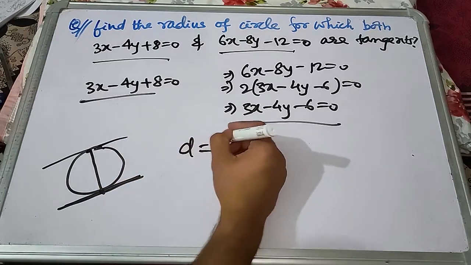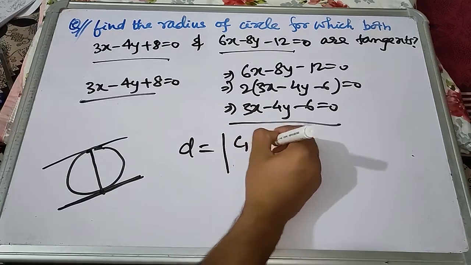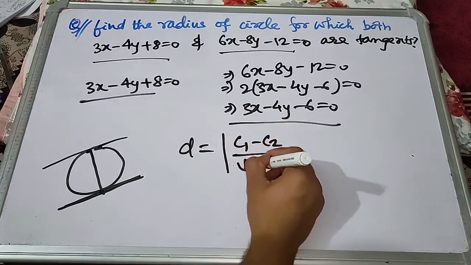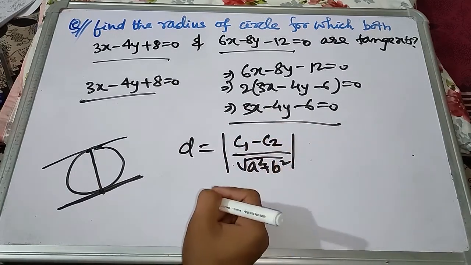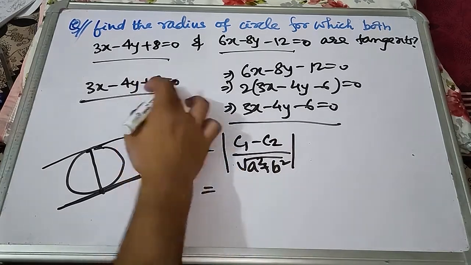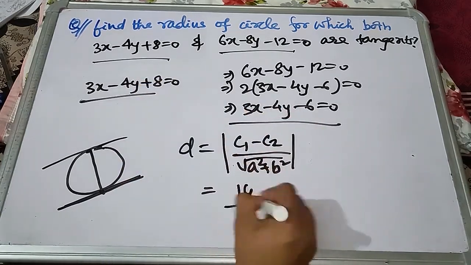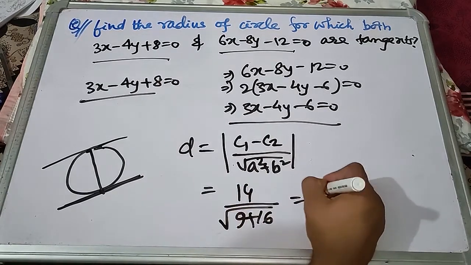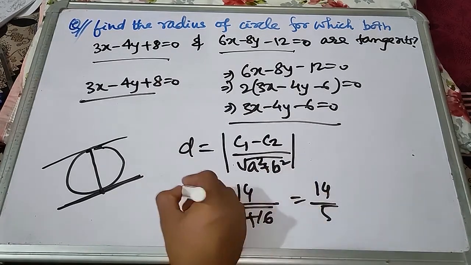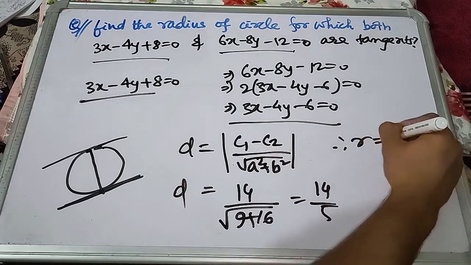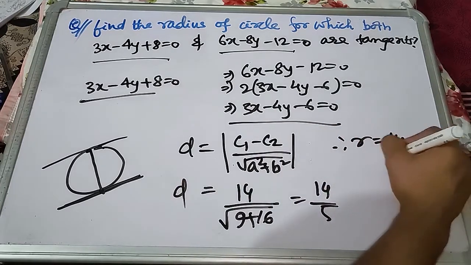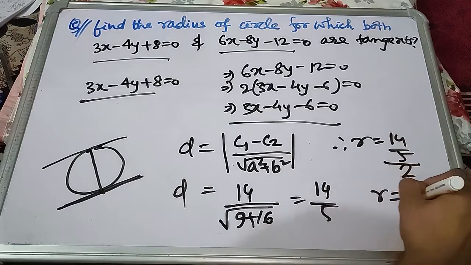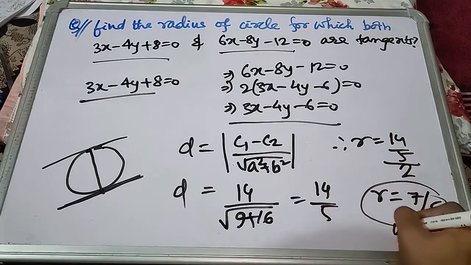So d equals |c1 minus c2| by root under a square plus b square, correct? So what is c1 minus c2? Now 8 minus of minus 6, so 14 by root under 9 plus 16. This is 14 by 5. This is actually your diameter. Therefore the radius is 14 by 5 divided by 2. So the radius is 7 by 5 units.